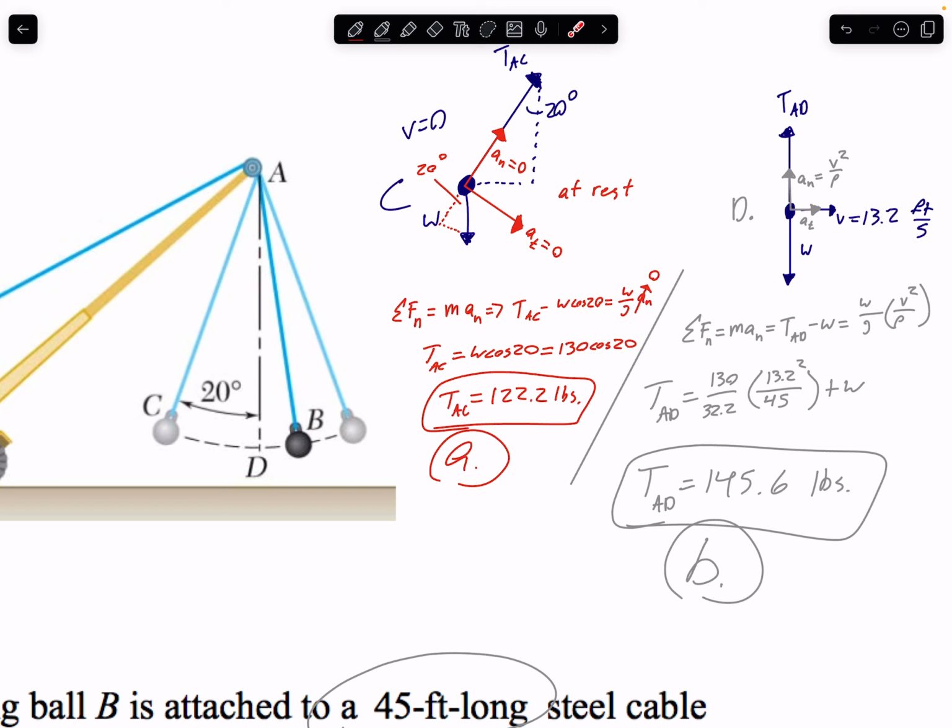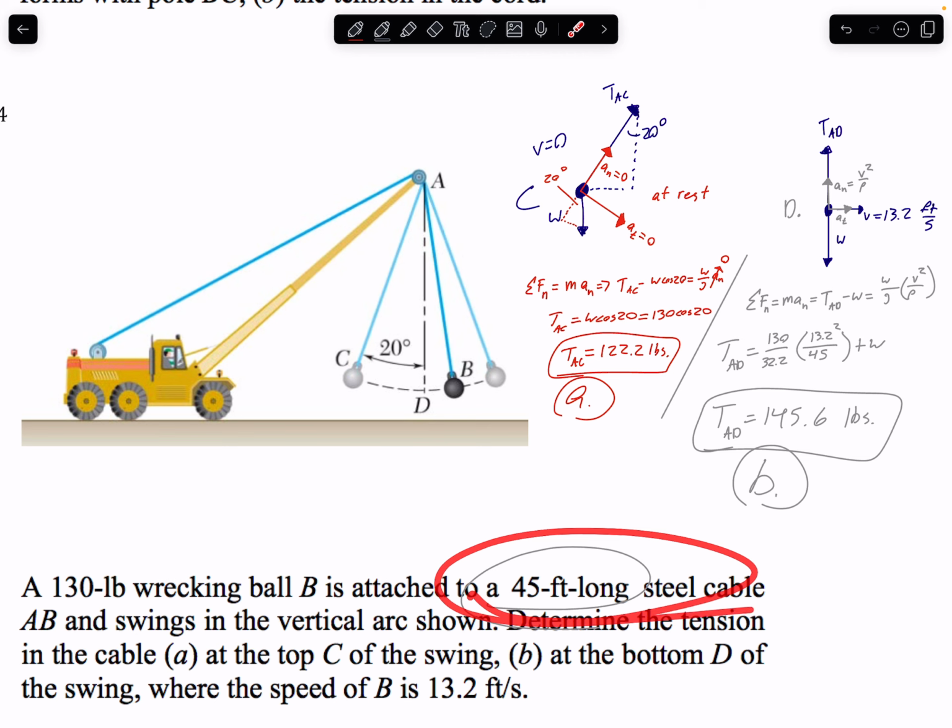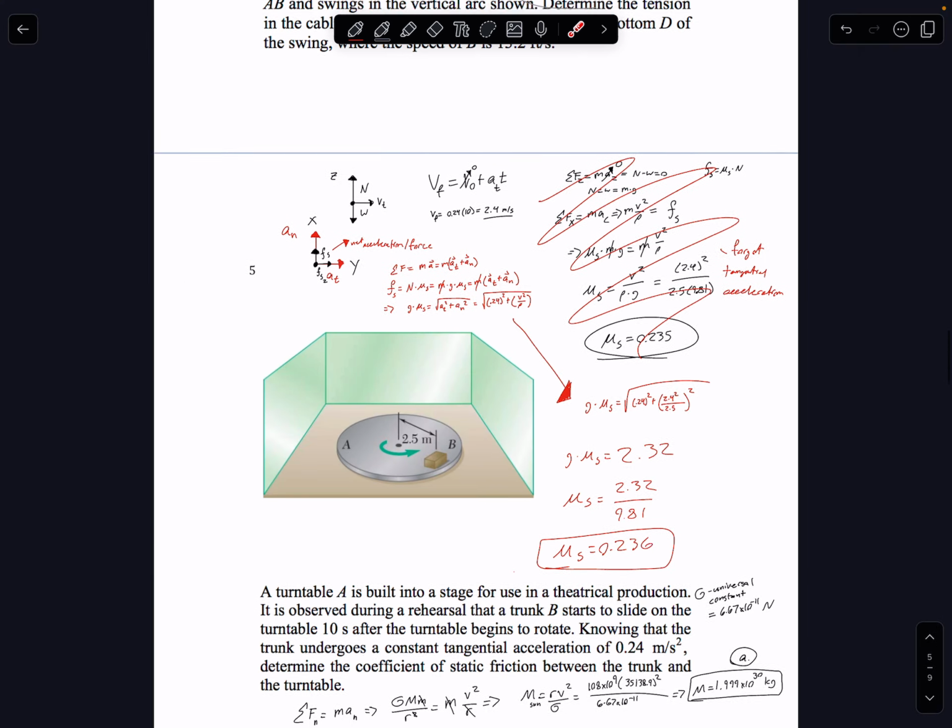So we know that the sum of all forces in the normal direction equals the mass times the normal acceleration, so we got TAD minus the weight is equal to the mass, which is equal to the weight over gravity, times normal acceleration, which is velocity squared over the radius. We were given the radius here, it's 45 feet. And then at that point, we just do some algebra. Again, we know the weight as well. We just plug in some numbers, and we get the tension for AD is equal to 145.6 pounds.